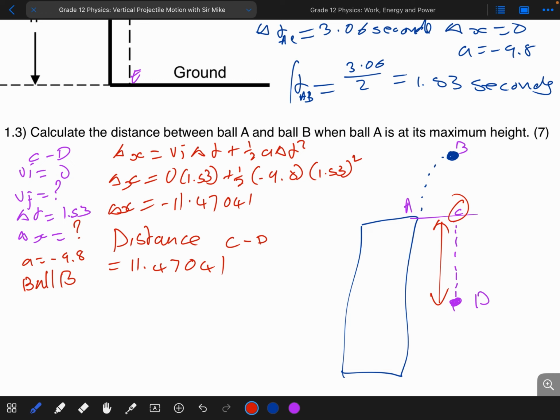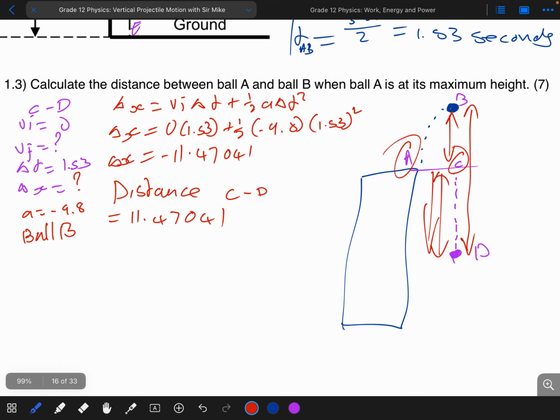Now remember, to determine the distance between these 2 points, I would need to know how far the first object was displaced and how far the second object was displaced, at time equals 1.53. So if I know that distance there, I would be able to know that whole distance. So now I'm going to calculate how far above the building ball A was at t equals 1.53 seconds.